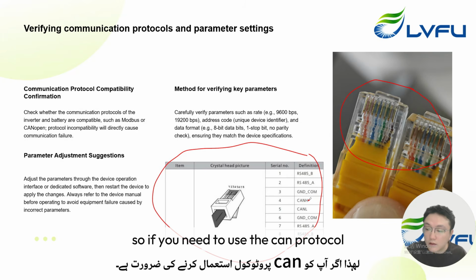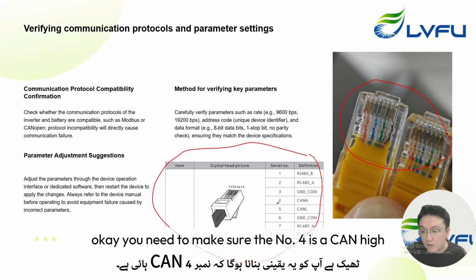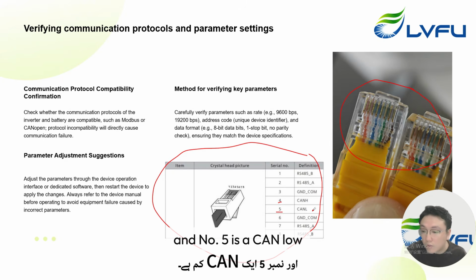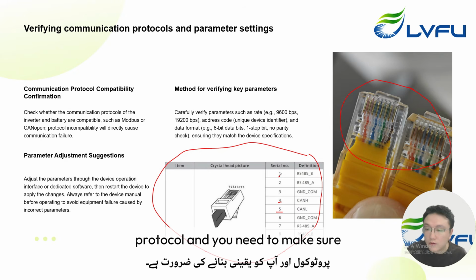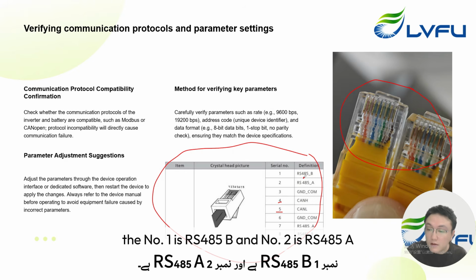So if you need to use the CAN protocol, you need to make sure number 4 is CAN high and number 5 is CAN low. If you want to use the RS485 protocol, you need to make sure number 1 is RS485B and number 2 is RS485A.